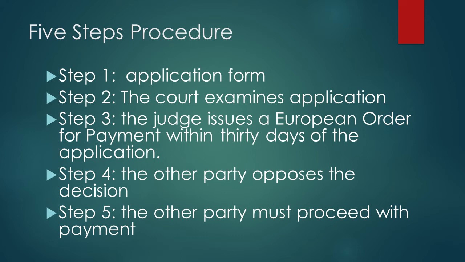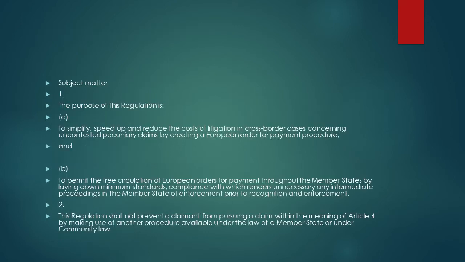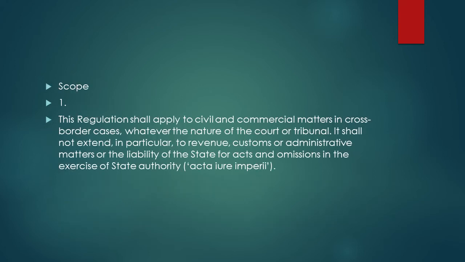Quick references. This is the 5-step procedure, as drawn in the law. Application form, the court examines the application, and the judge issues a European order for payment within 30 days of the application. The other party opposes the decision, or the other party must proceed with payment. These are possibilities 4 or 5. If the party opposes the decision, that would be one thing, and if the other party must proceed with payment, it is because he didn't oppose the decision.